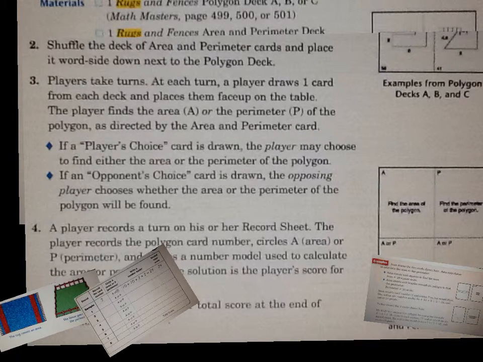If a player's choice card is drawn, the player may choose to find either the area or perimeter of the polygon. If an opponent's choice card is drawn, the opposing player chooses whether the area or perimeter of the polygon will be found.